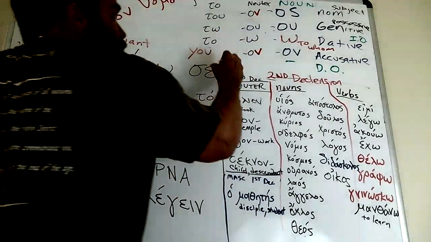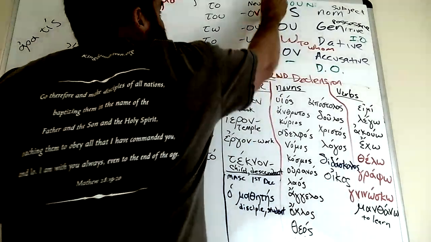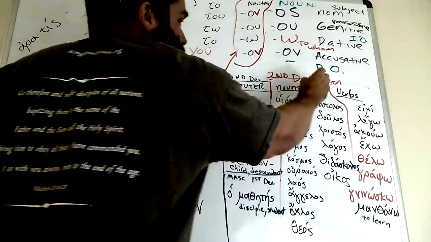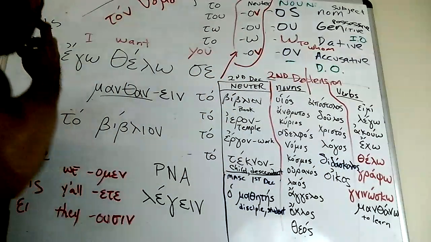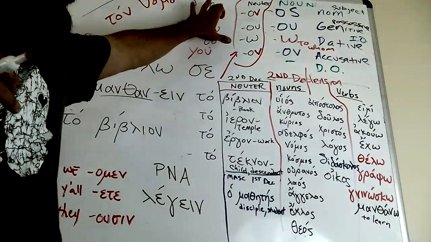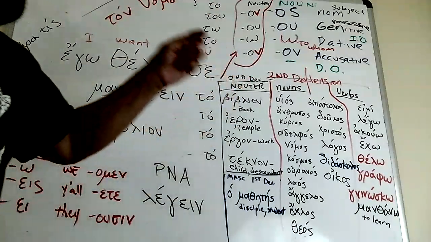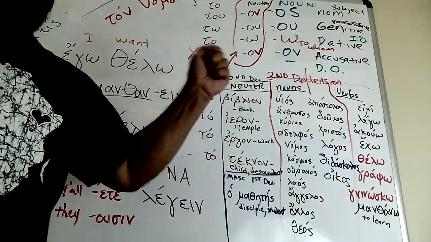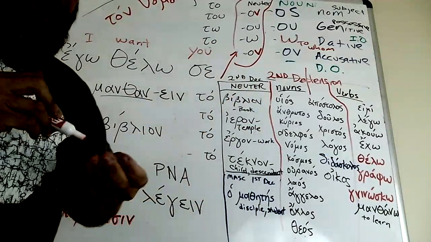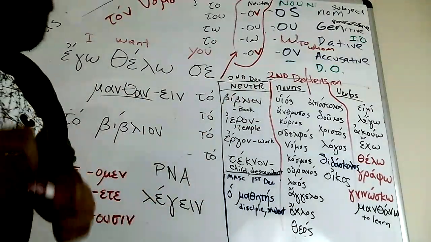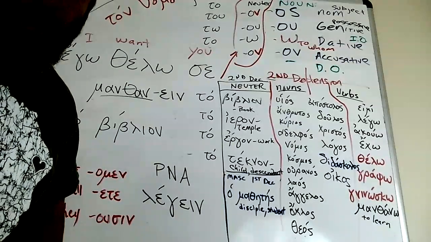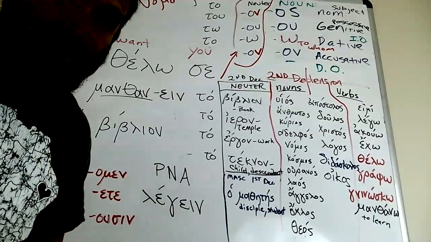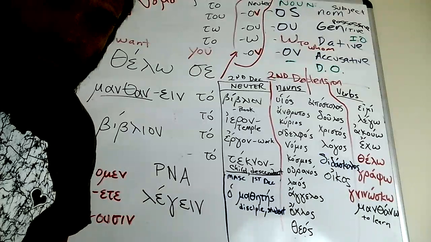So for the neuter, you use this, right? And then for masculine nouns, you use this. These are all the masculine. These are all the neuters. You use this article for neuter, and then use the ho, tu, to, ton for the masculine. So is that clear? Something to memorize.